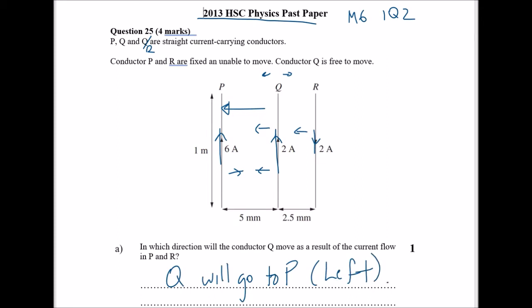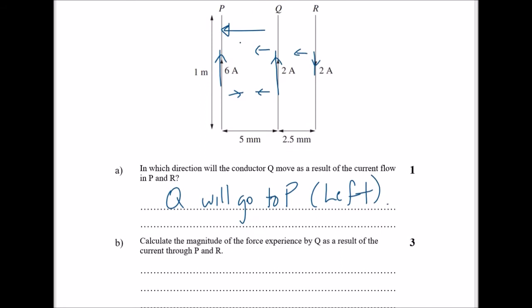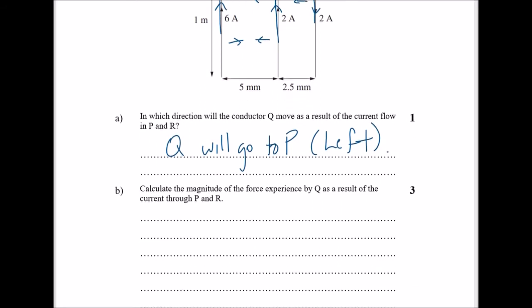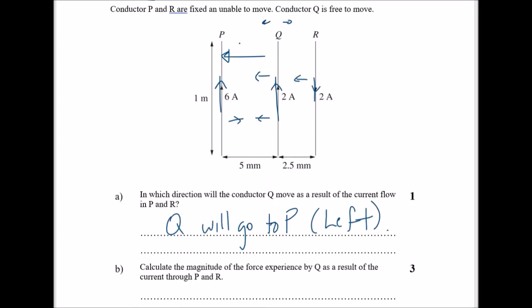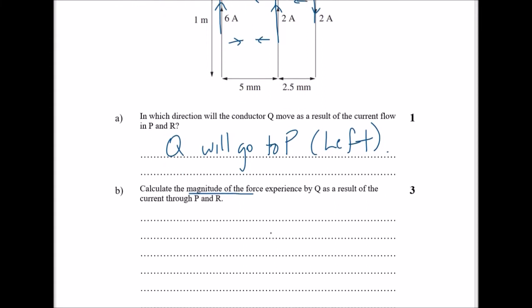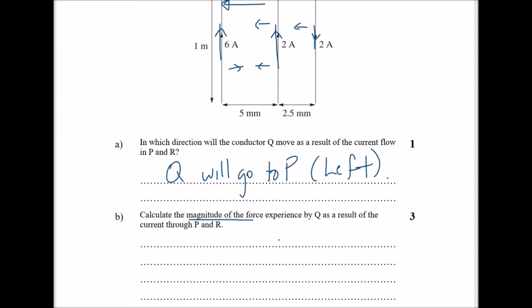The next question we have is: calculate the magnitude of the force experienced by Q as a result of the current through P and R. So here we're looking at the magnitude, so you're not looking at, in total, where the force is dragging Q, just the entire thing together. So let's look at our formula sheet.